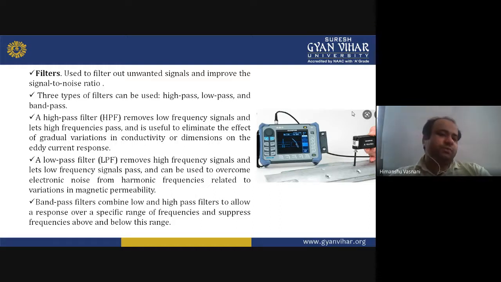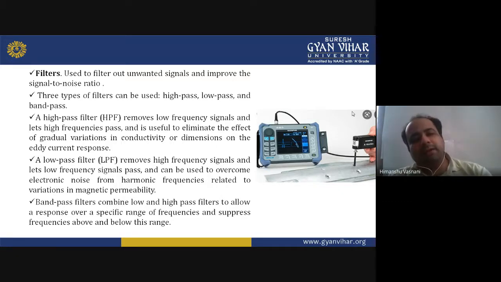So that is the difference between high pass filter and low pass filter. The high pass filter, as the name says, removes low frequency signals and lets only high frequencies pass, so it is useful to eliminate the effect of gradual variations in conductivity or dimensions. Let's talk about the low pass filter, that is the LPF. It removes high frequency signals and lets only low frequency signals pass, and this can be used to overcome electronic noise from harmonic frequencies due to variation in magnetic permeability.